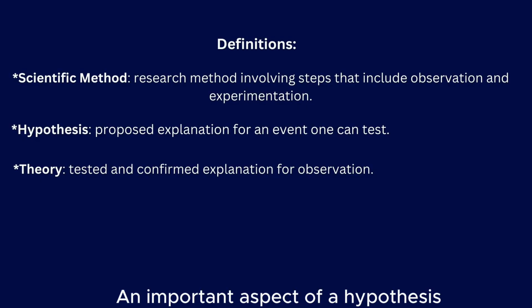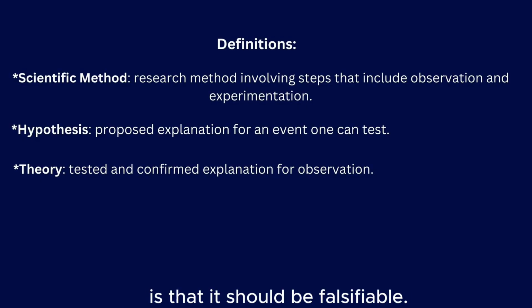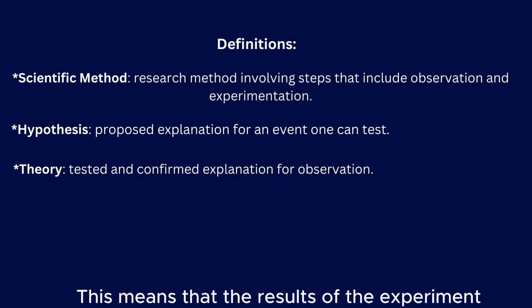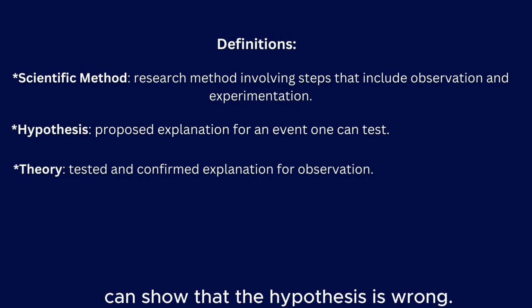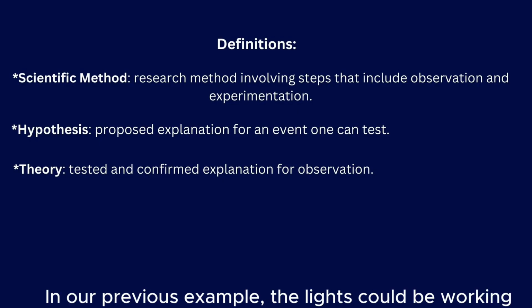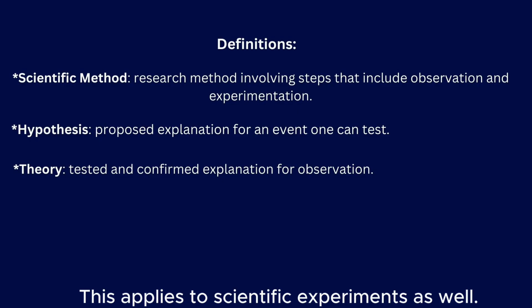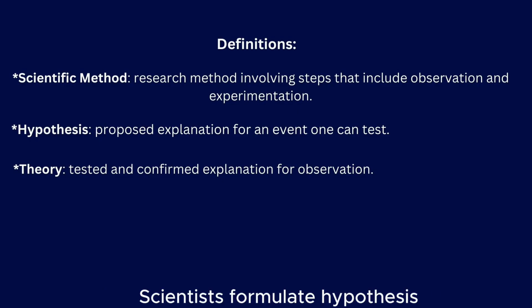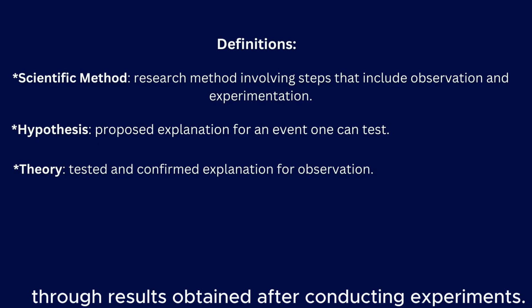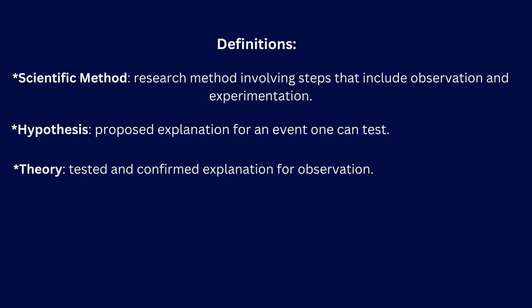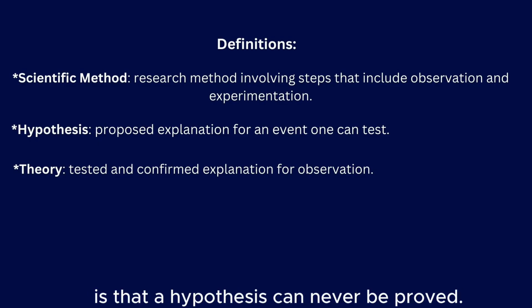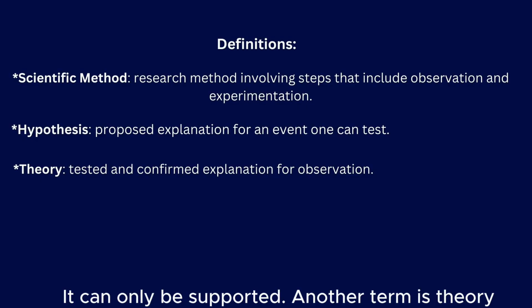An important aspect of a hypothesis is that it should be falsifiable. This means that the results of the experiment can show that the hypothesis is wrong. In our previous example, the lights could be working and the room could be dark simply because someone turned the lights off. This applies to scientific experiments as well. Scientists formulate hypotheses that can either be supported or not through results obtained after conducting experiments. One thing to remember is that a hypothesis can never be proved, it can only be supported.